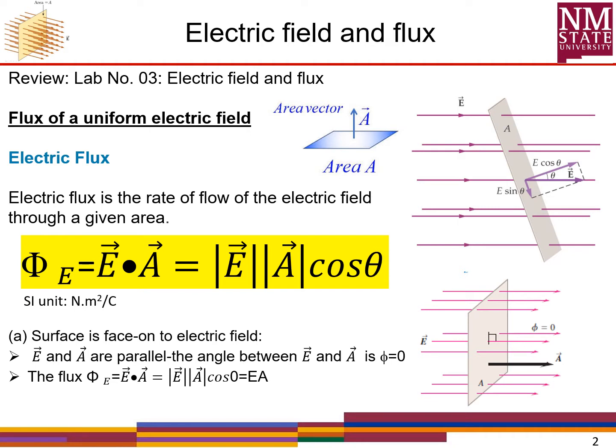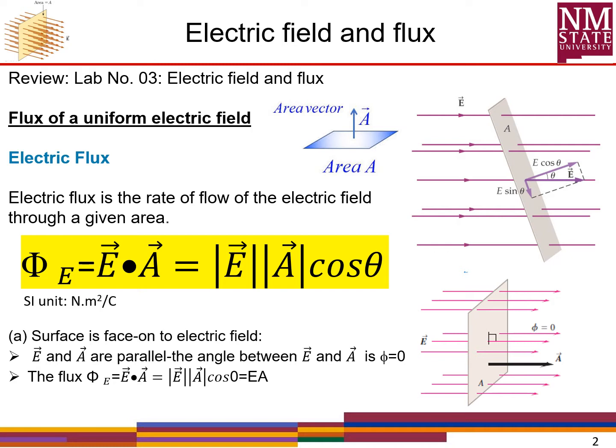What is the electric flux? The electric flux is the rate of flow of the electric field through a given area. So you can write electric flux as a dot product between electric field vector and the area vector. So what is this dot product?